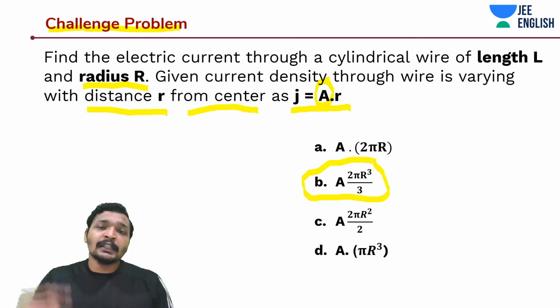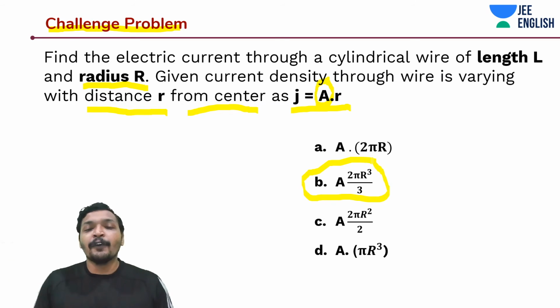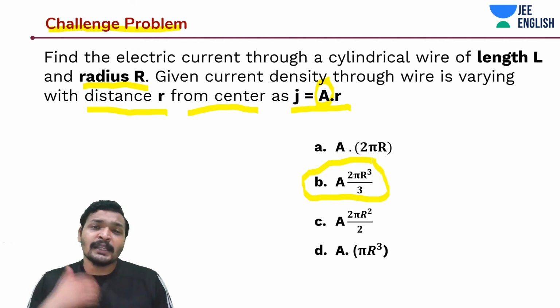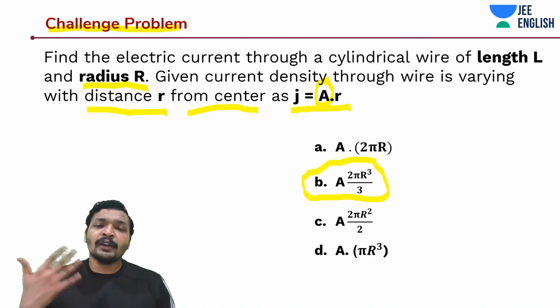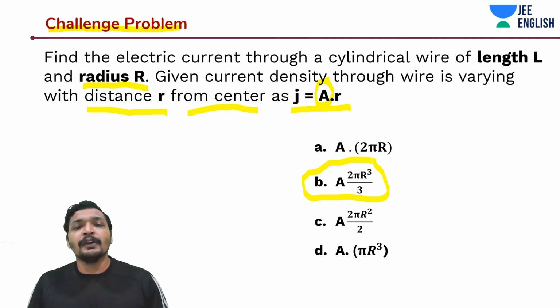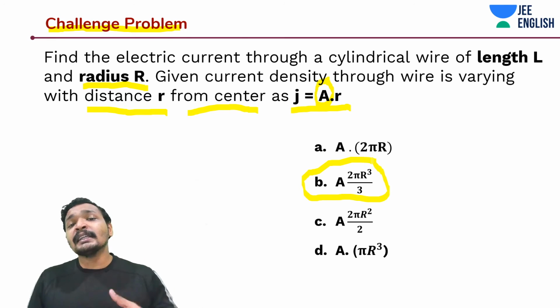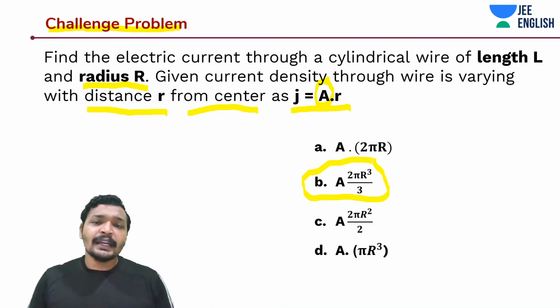We did the method for a uniform current density before. But in this case, the current density was varying with radius, and the answer is something like this. How do you compute it in this particular kind of problem where the current density is varying with radius?